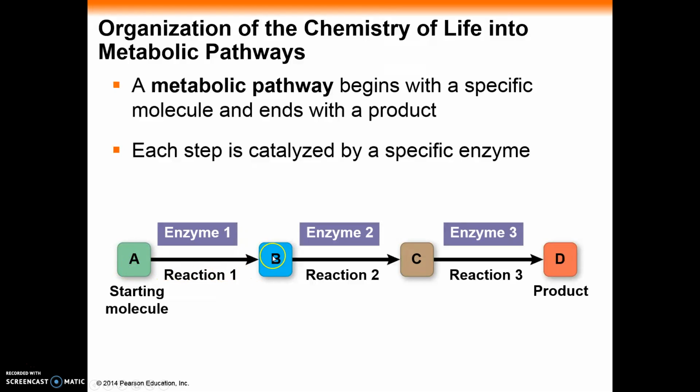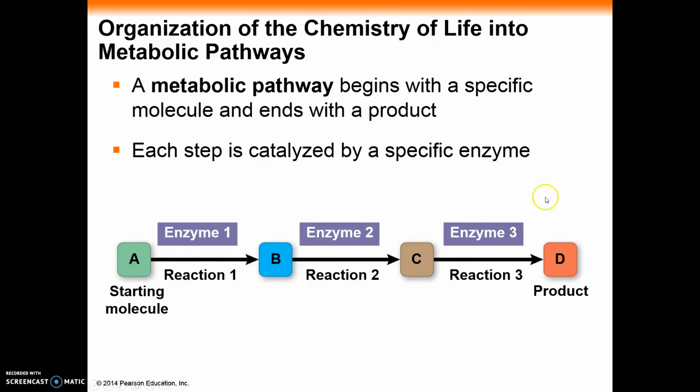So we're going to take A, we're going to turn it into B. Enzyme 1 catalyzes this reaction and only this reaction. It only interacts with A and produces B. It doesn't interact with C or D at all. B is then converted into C through enzyme 2. C is converted into D through enzyme 3. Each one of these enzymes are specific for the reaction that they're catalyzing and only interact with their molecules.